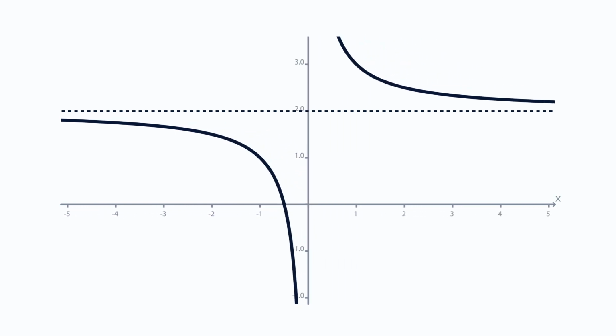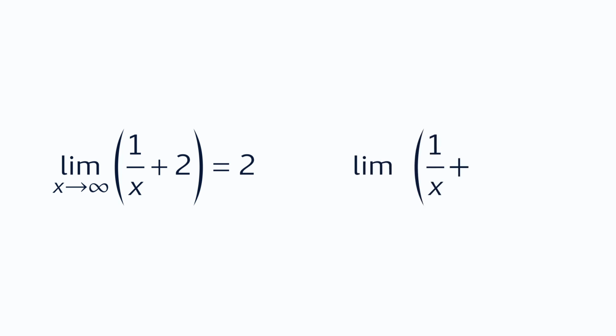In this case, the limits at both plus and minus infinity have a value. The limit of 1 over x plus 2 as x goes to infinity is 2, and the limit of 1 over x plus 2 as x goes to minus infinity is also 2.